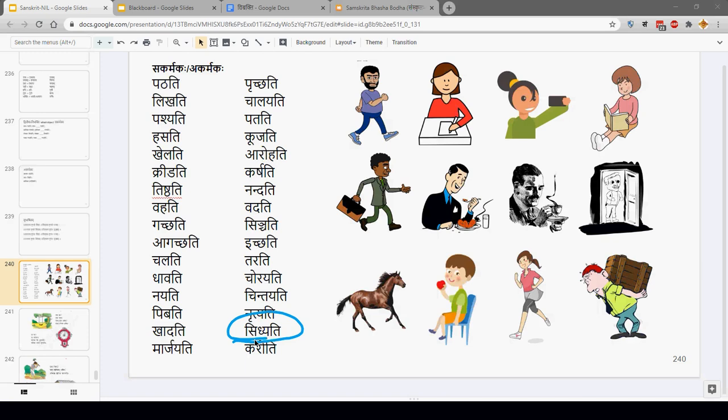Transitive, because of how the sentence becomes. Sorry, what do you say again? Something achieves something, something becomes successful. So here it becomes intransitive. How? Because you look at the sentence using Siddhyati. This is a little bit confusing one. Siddhyati.